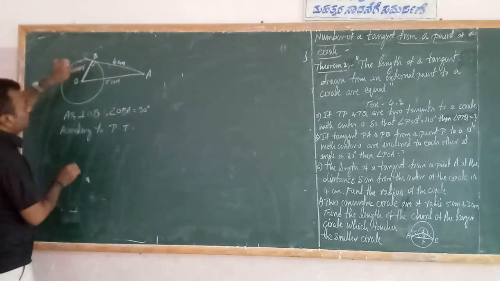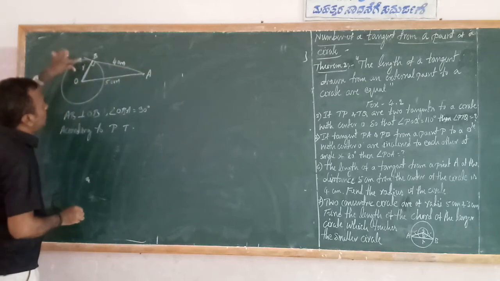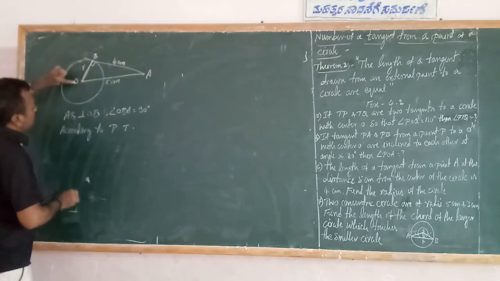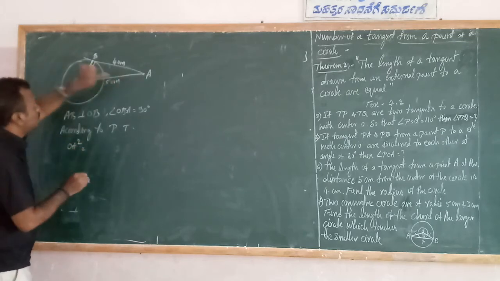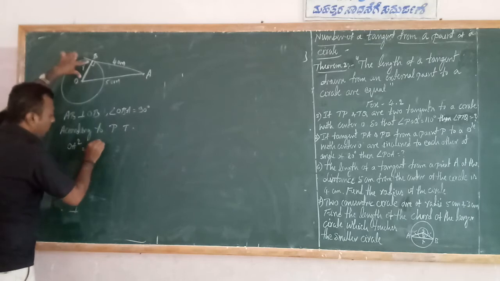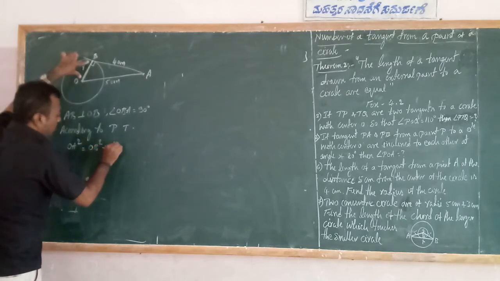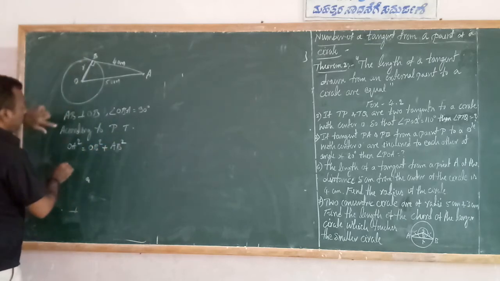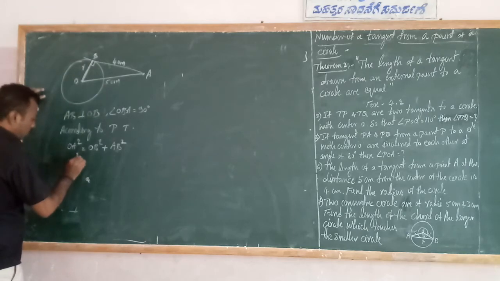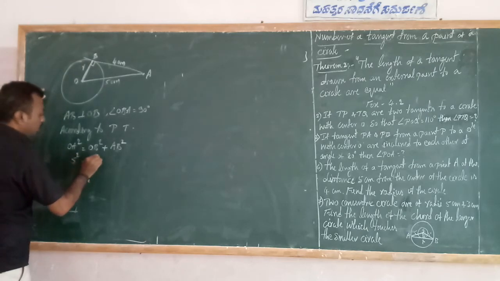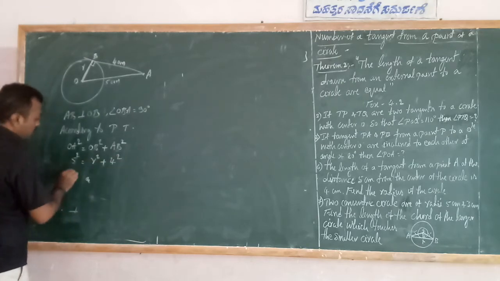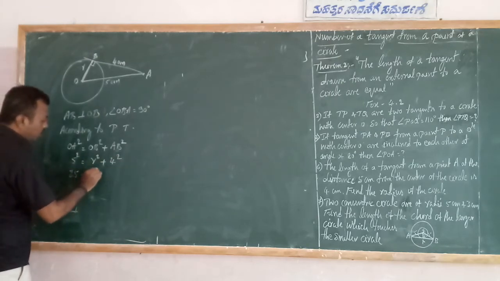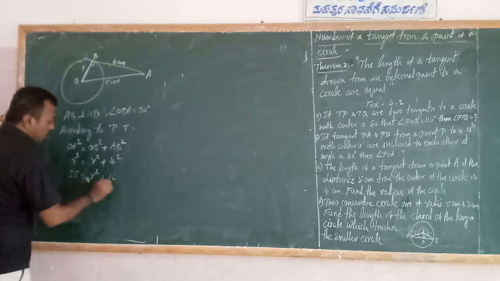the square of the hypotenuse is equal to the sum of the squares of the other two sides. So OA square is equal to OB square plus AB square. What is OA square? 5 square. What is OB square? R square. Plus AB square, means 4 square. So what is 5 square? 25. It is equal to R square plus 4 square, which means 16.